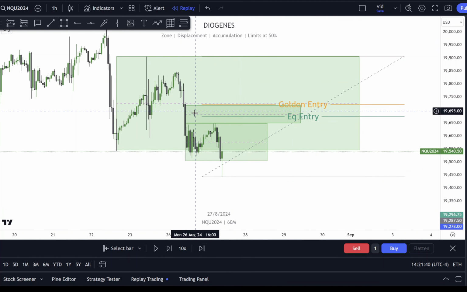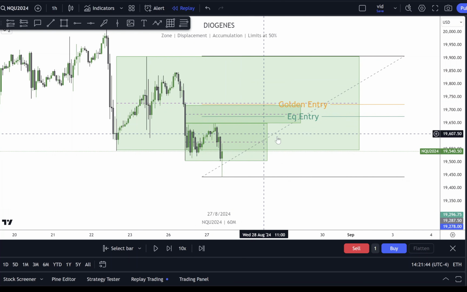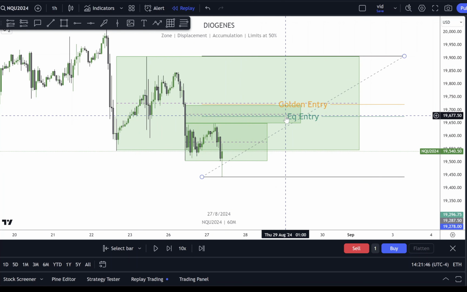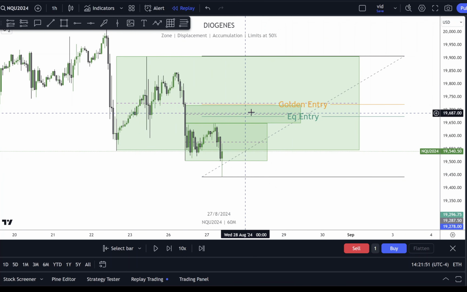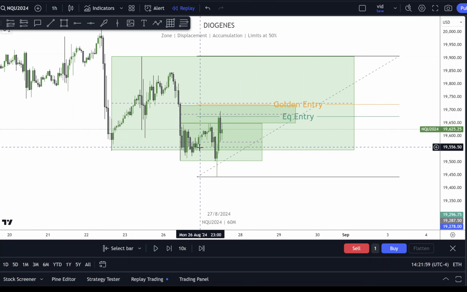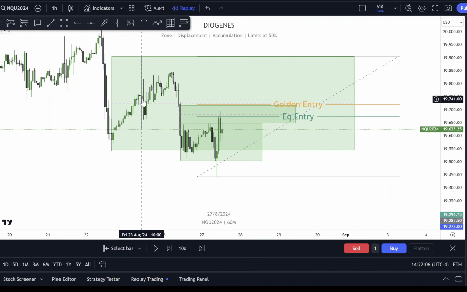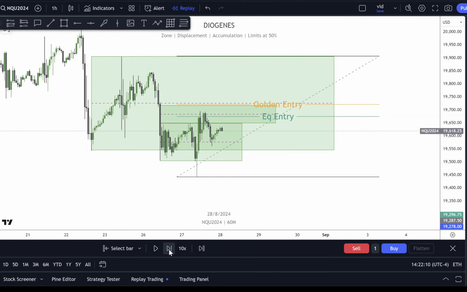Okay, so this is the fair value gap at the EQ, right? So I'm either taking it from the 50% of this golden bullet, or if I'm greedy, I'll wait for the golden entry. So what happened is they took the liquidity. Okay, so these were failed 15-minute zones, right? So this is the way you could have saved yourself from these losses, right?